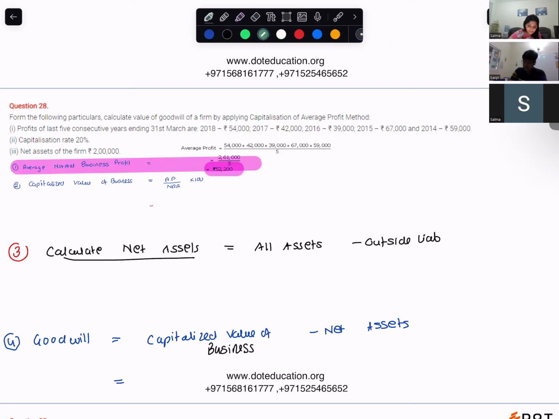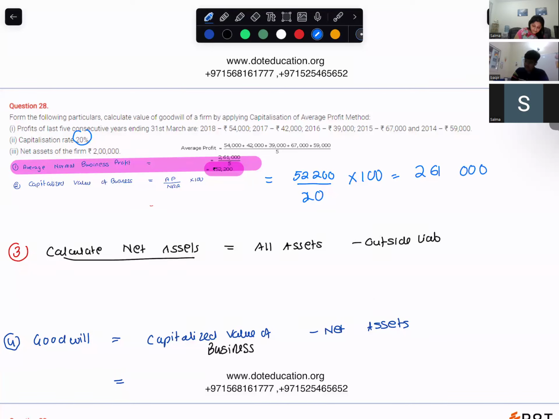Then you go ahead, you will calculate the capitalized value of the business. How do you get the capitalized value of the business? Average profit, 52,000 divided by 10 multiplied by 100. The NRR is 20%. Oh, it is 20. So 52,000 divided by 20 into 100. So this becomes 2,61,000.